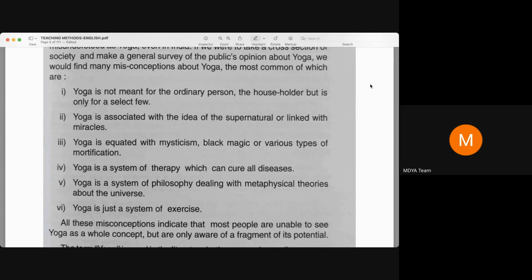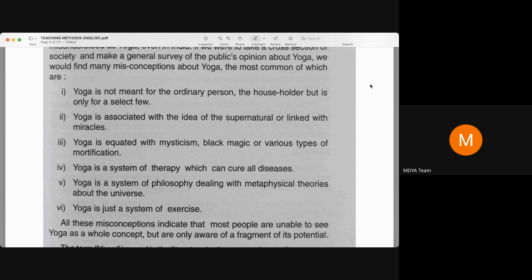Now, the idea that yoga is a system of therapy which can cure all diseases is also a misconception. This is a preventive practice. It may act as preventive medicine, or you can say an alternative therapy, but it may not cure all the diseases. But if you are a healthy person and you are practicing yoga, you may avoid various diseases.